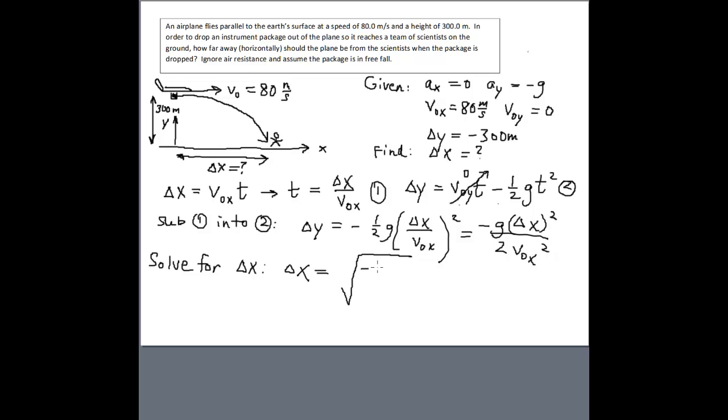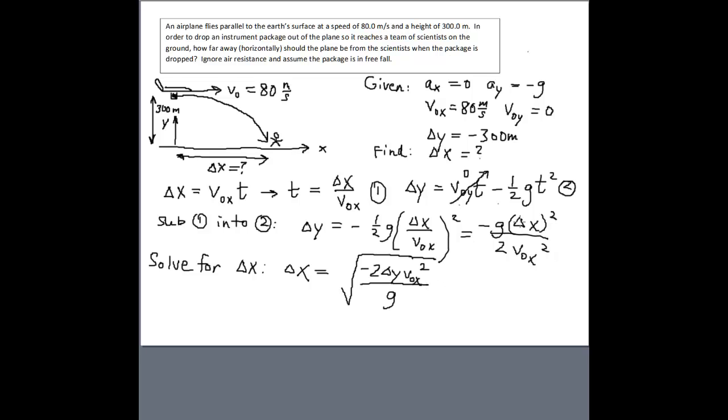And then it'll have 2 delta y v naught x squared in it, all under the square root. And the denominator term will just be g, if I've done that right. Alright, so that's my solution for delta x, and now and only now am I ready to plug numbers in for these quantities, delta y, g, and v0x.